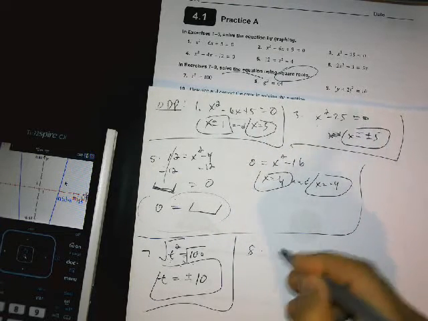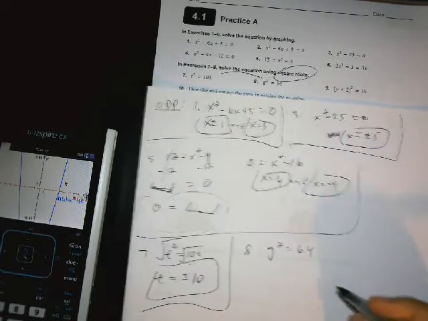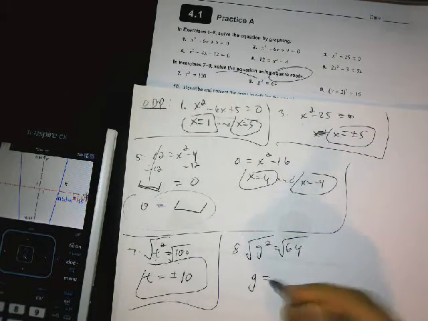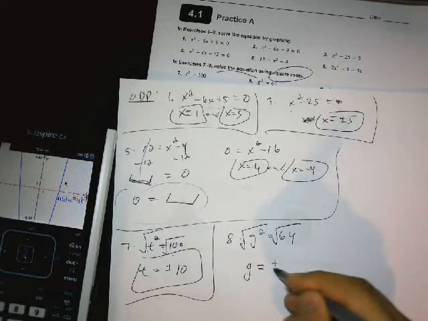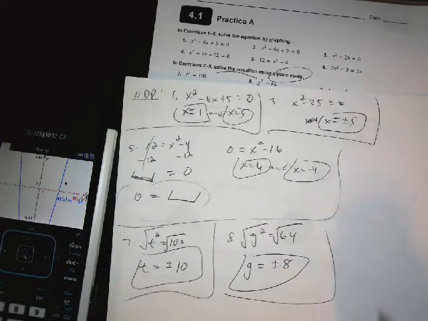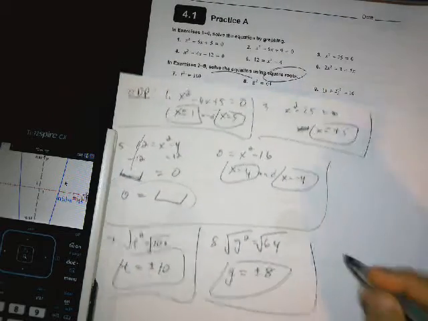Number 8, our equation is g squared is equal to 64. Same thing, we're going to take the square root of both sides. That leaves us with g is equal to plus or minus 8. And we're done. Alright. Oh, I did them right for you guys.